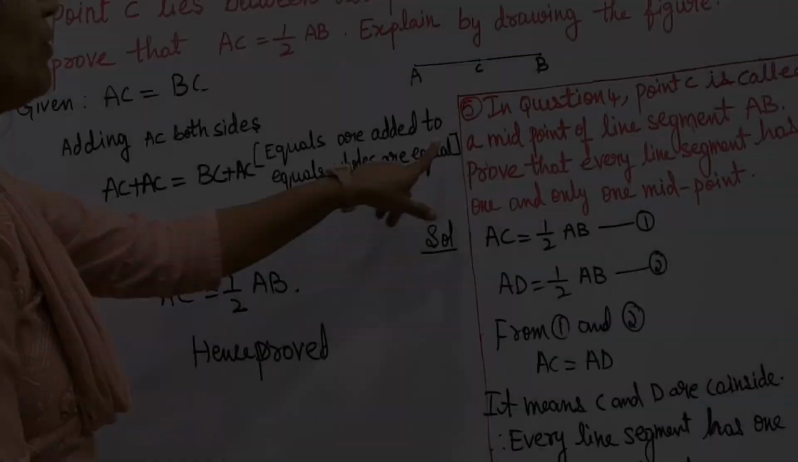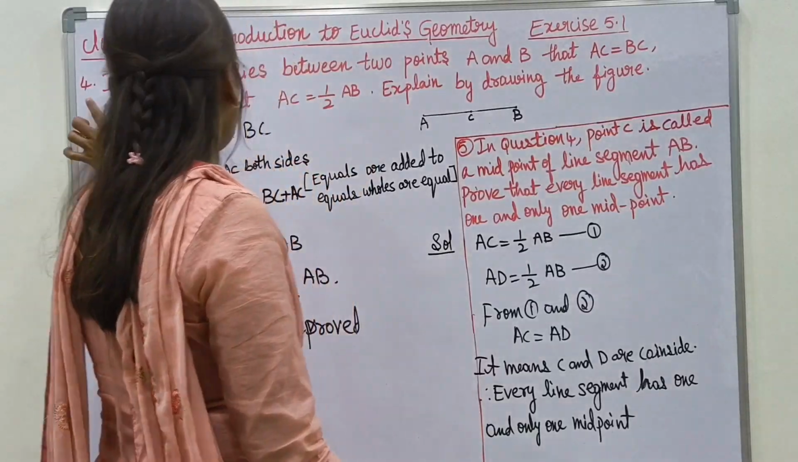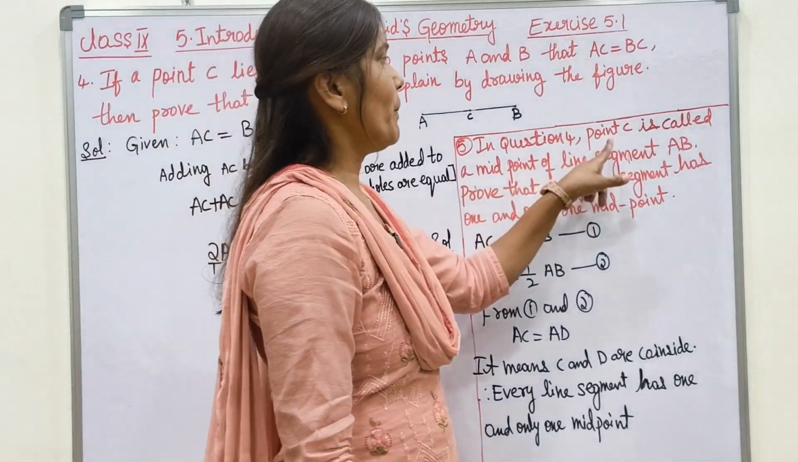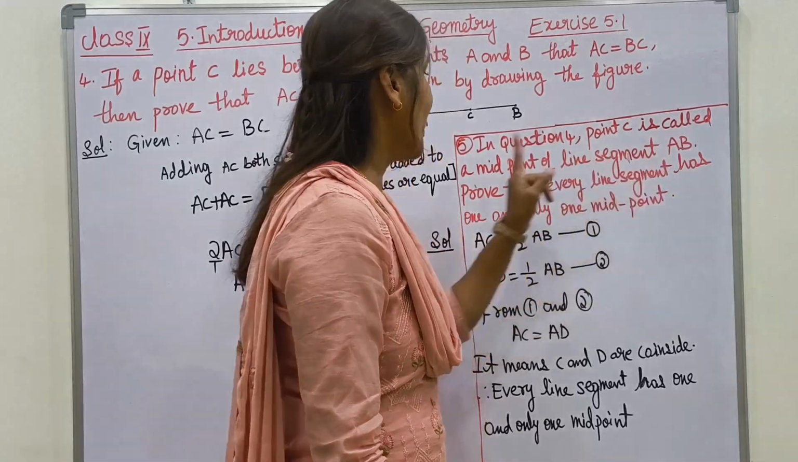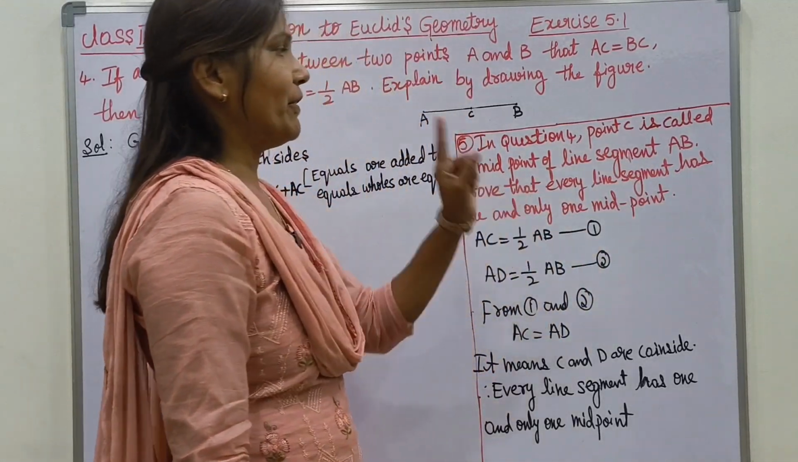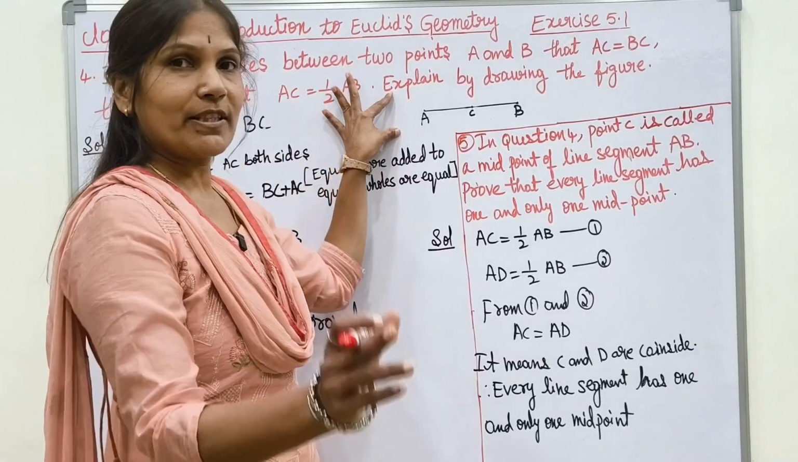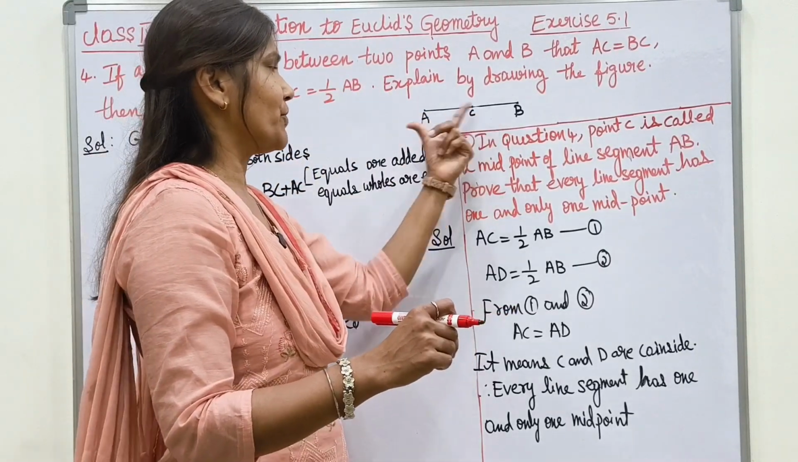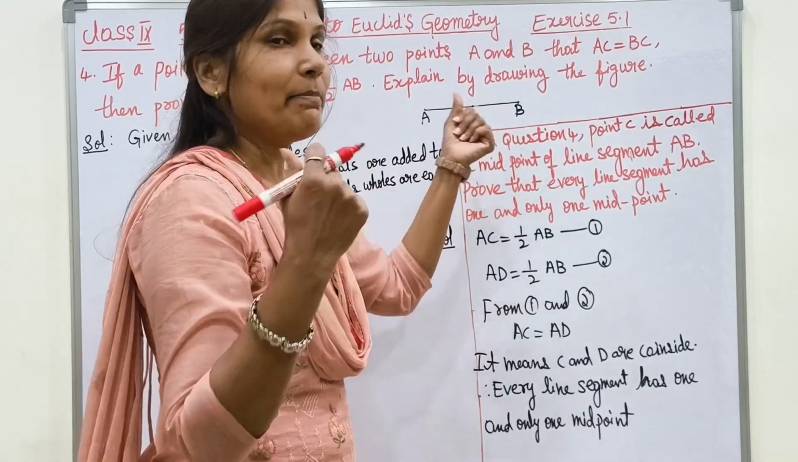Okay. Now the fifth question. See, beta, in question 4, point C is called a midpoint of line segment AB. We have to prove that every line segment has one and only one midpoint. So this is the fourth question. What is the fourth question? Same diagram we will use. What is the fourth question diagram? AB is a line segment. In this one, C is the midpoint.